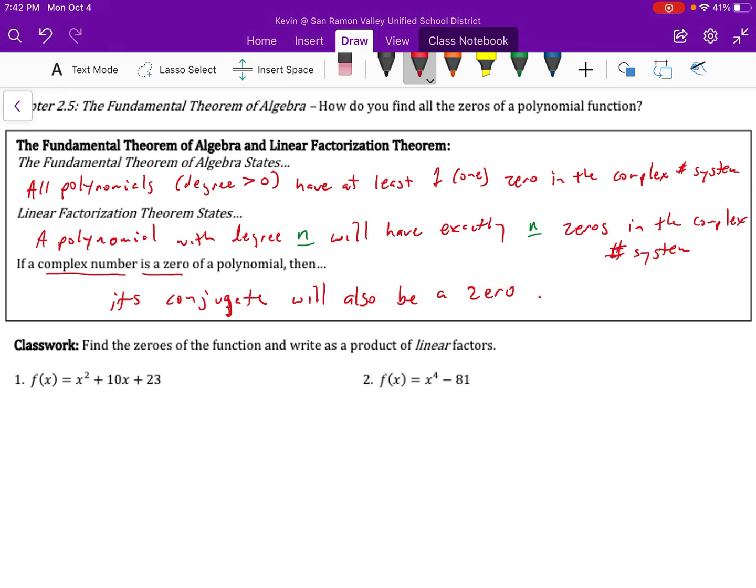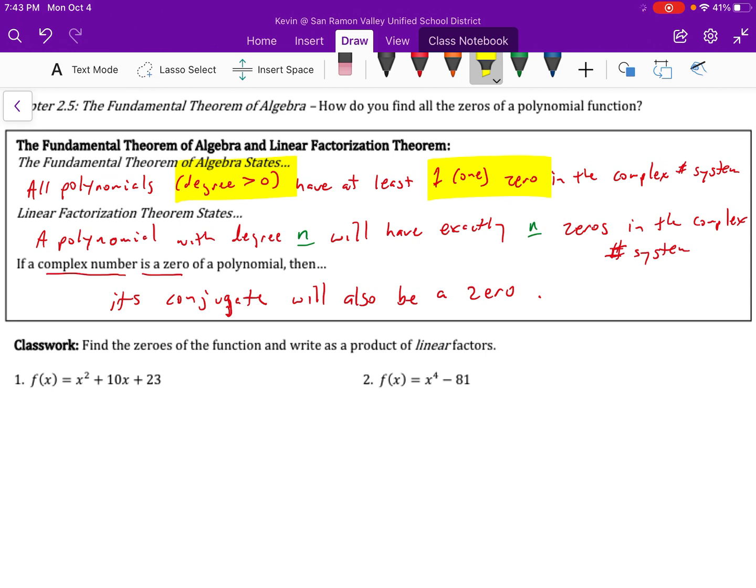All right, this is chapter 2.5, the fundamental theorem of algebra. How do you find all the zeros of a polynomial function? First of all, the fundamental theorem of algebra states that all polynomials with a degree greater than 0 have at least one zero in the complex number system.